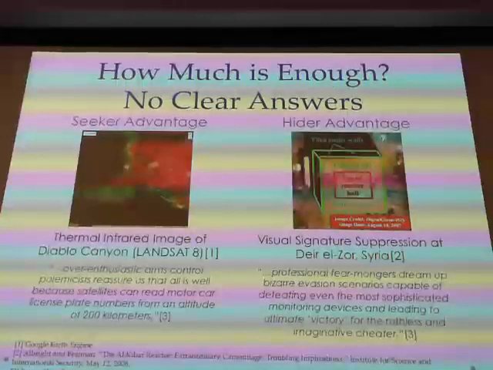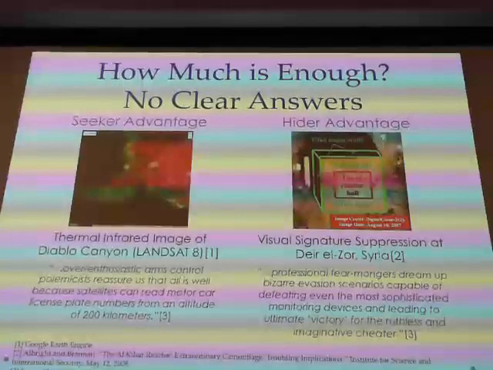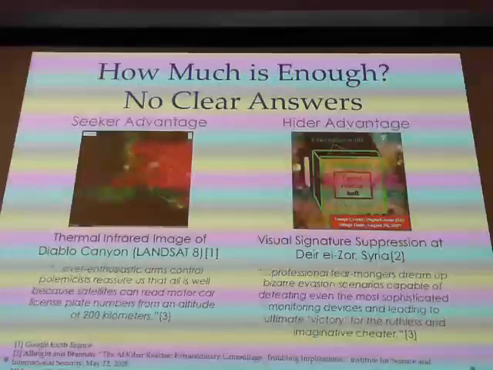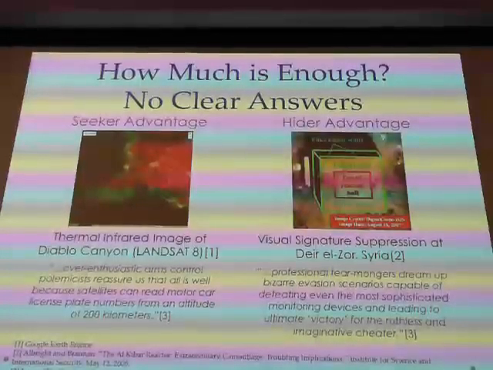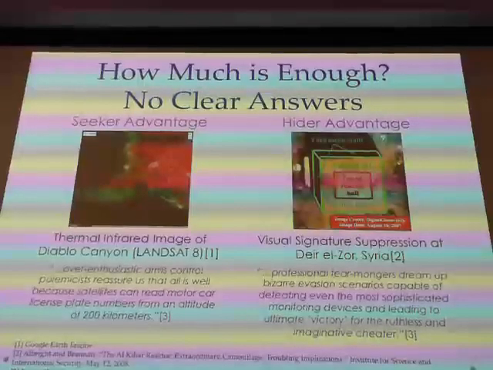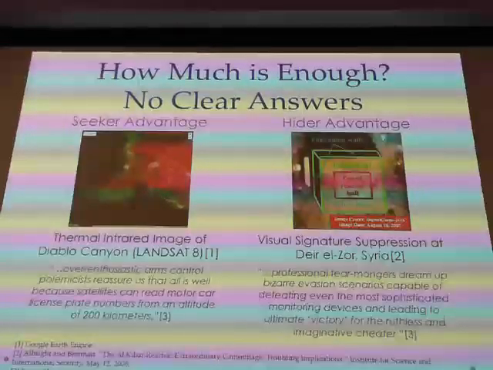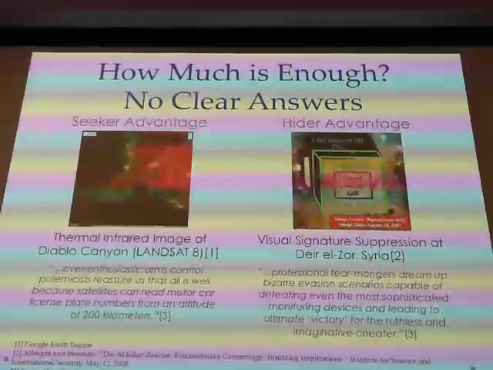The picture on the right is an example where maybe the hider has an advantage, or maybe the hider might win. This is the picture of the Al-Kibar reactor in Syria, which was hidden underneath a fake roof and made to look like a Byzantine fortress. So it's an example of visual signature suppression at this site.